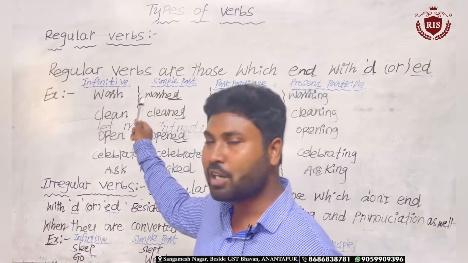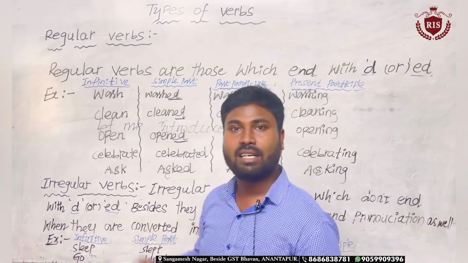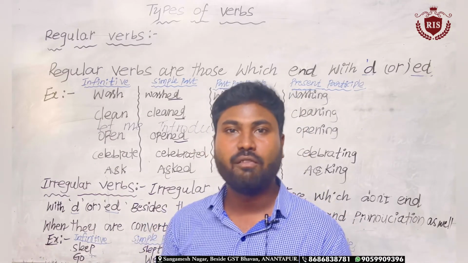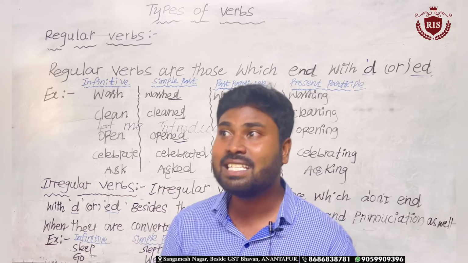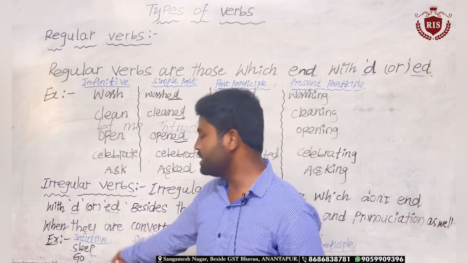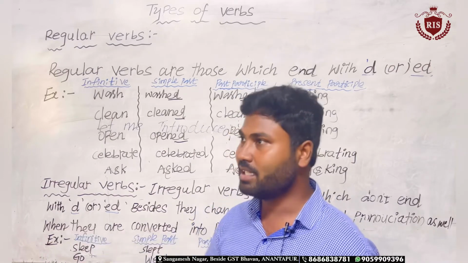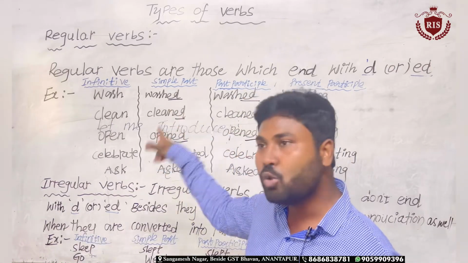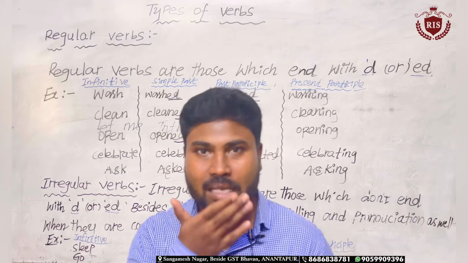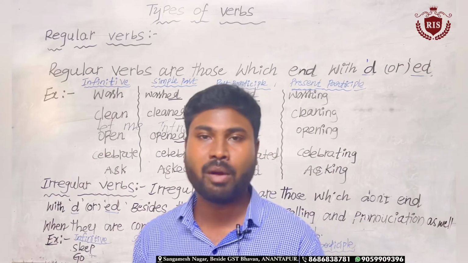So regular verbs are those which end with ed or d. Examples are clean, cleaned, cleaned and cleaning. Next, irregular verbs. Irregular verbs are those which do not end with d or ed, but they change their spelling as well as the pronunciation when you convert them into the simple past. Some of the examples: sleep, slept, slept, sleeping, go, went, gone, going. Okay, these are the examples. These two types of verbs are picked most commonly when we talk about the simple past tense. Okay, in the simple past tense we use the simple past form of the verb, right?